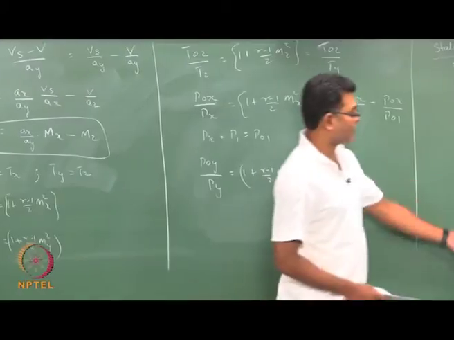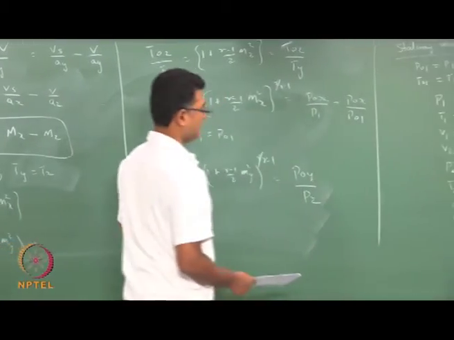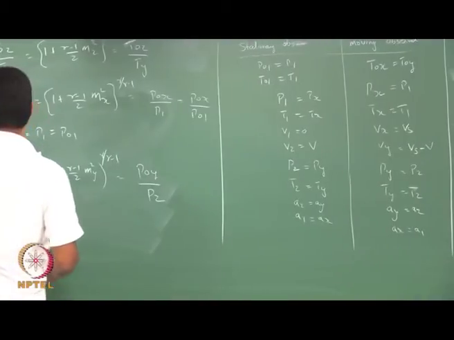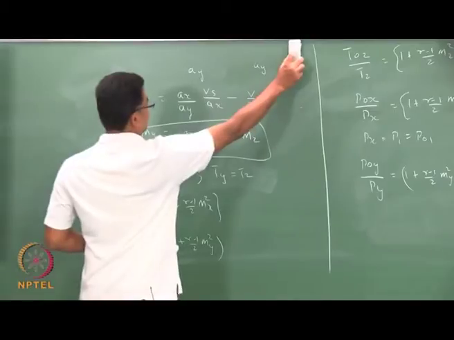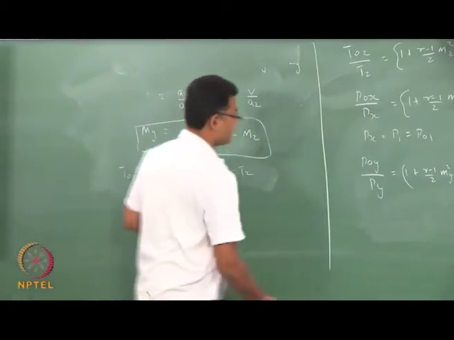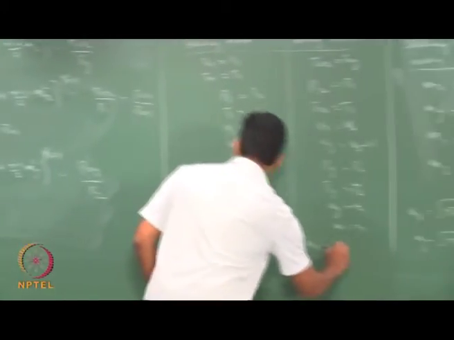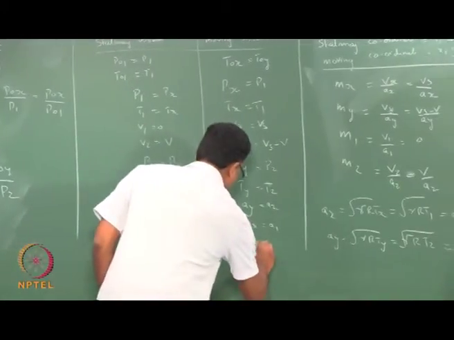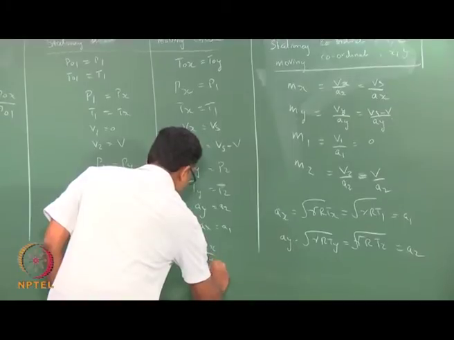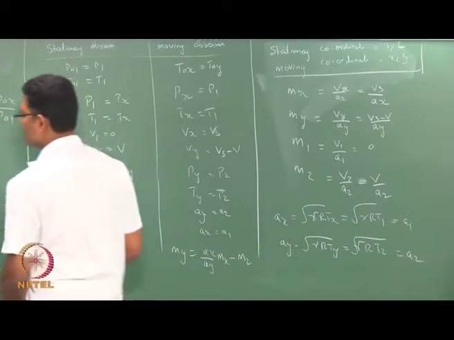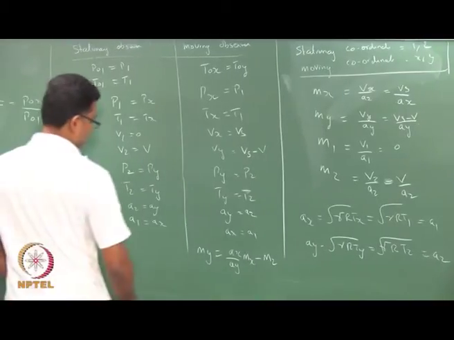Now, I am not going to rub this, but I will rub this portion and write this equation. Maybe I will rewrite that equation here. My equals Ax plus Ay into Mx minus M2.